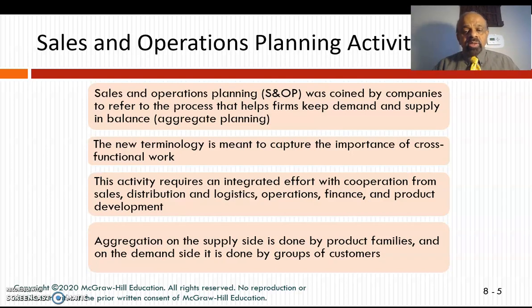The activities are such that all we need to look at is an integrated effort of logistics, operations, finance, and everything else. We want to make sure that we are using the right number of people to produce or manufacture the number of units that is demanded.